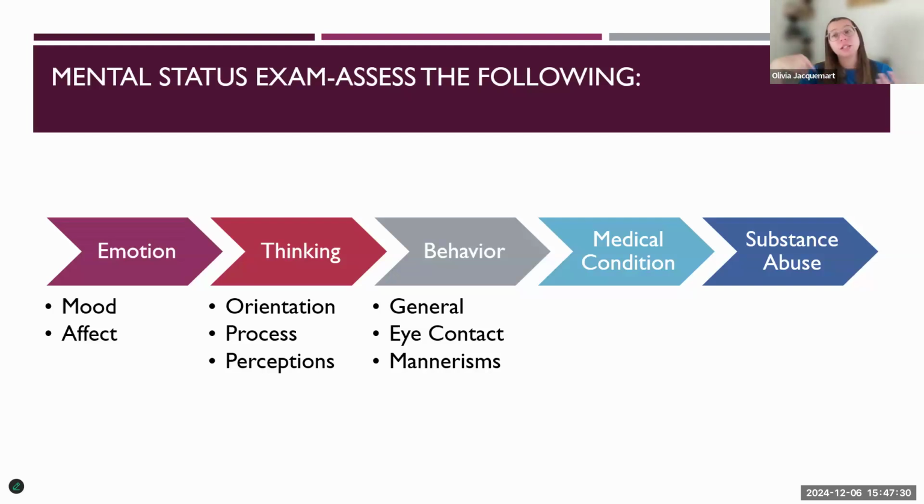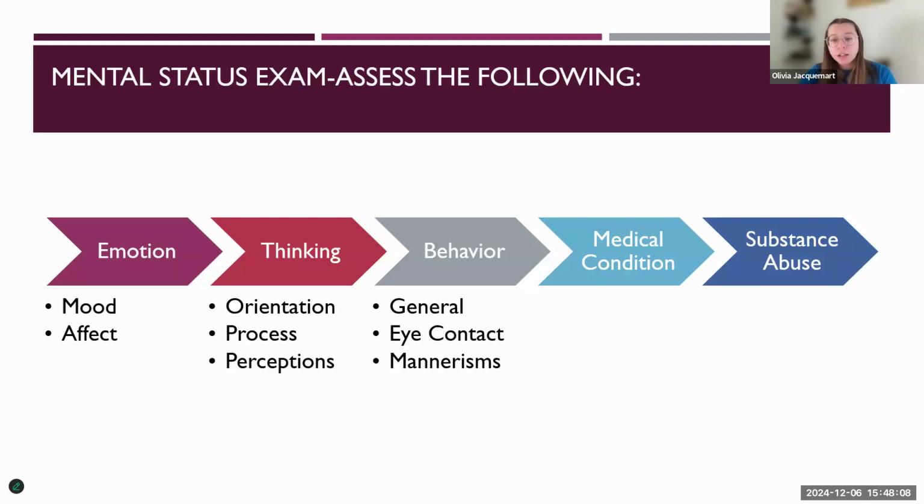And is this congruent with their stated mood? So if someone says they're super excited, but is frowning, their affect is not congruent with the mood that they state. And then how is their thinking? What is their orientation like? Are they actually oriented to their time, to the place, or to themselves, their person? And then that process, is their thinking logical, goal directive, or is there a flight of ideas happening, word salad? And then their perceptions, are they having any hallucinations or delusions?